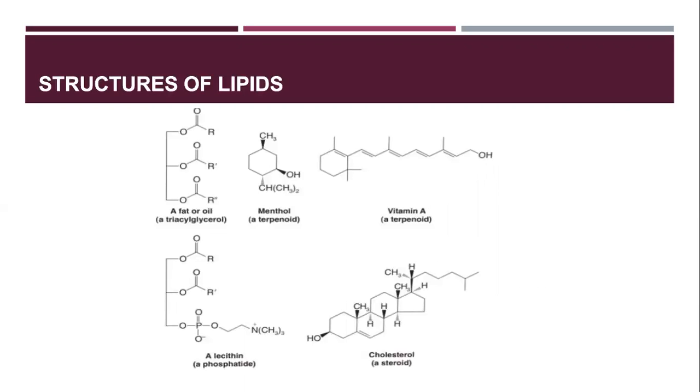These are the structures of lipids. This is a triacylglycerol, which is the basic structure of fat. Others include menthol, vitamin A, phosphatide, and cholesterol, which is a steroid hormone. Triacylglycerol is the most commonly used form of lipids.